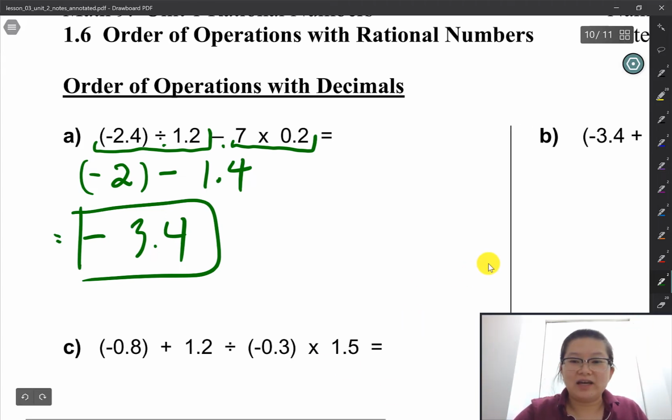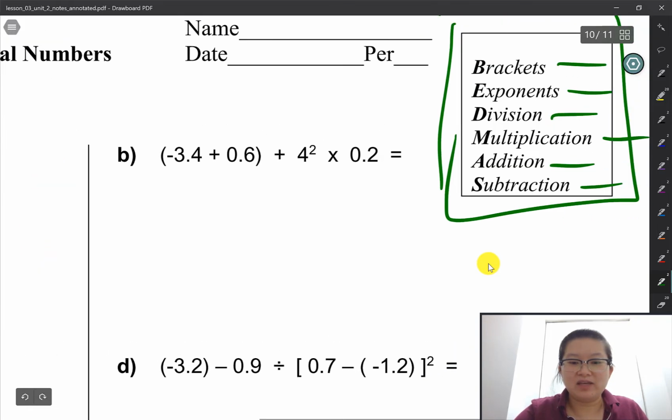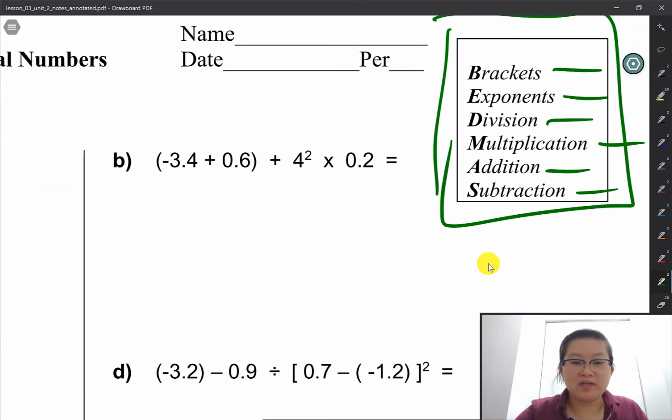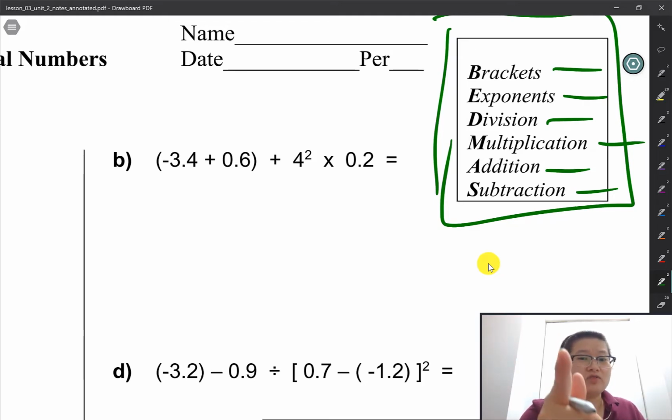Haha. Okay, next up over here we have B. Hey, there is an exponent in here. So we have to make sure we do the exponent first. You know what? Maybe it's a good time for you to try this problem.